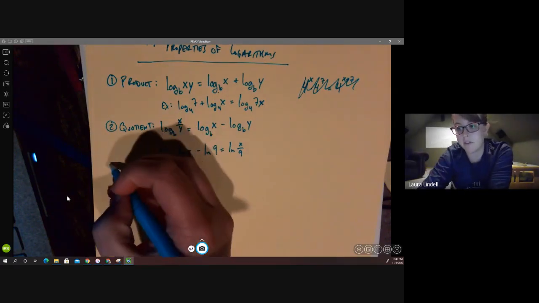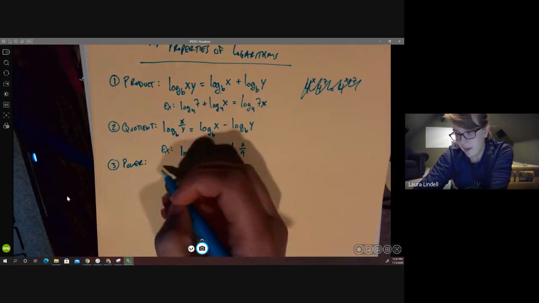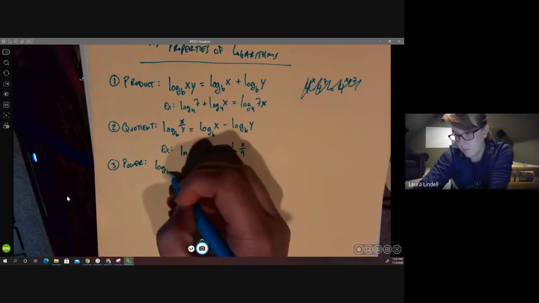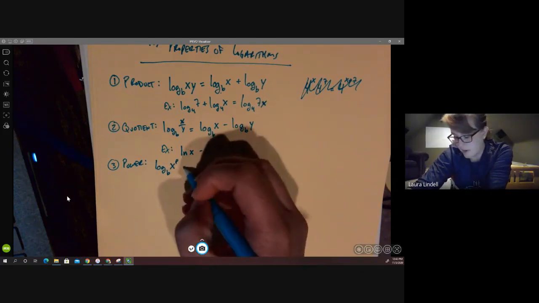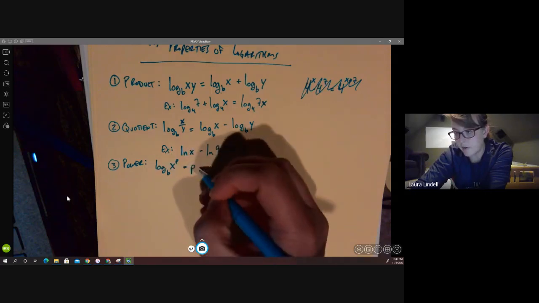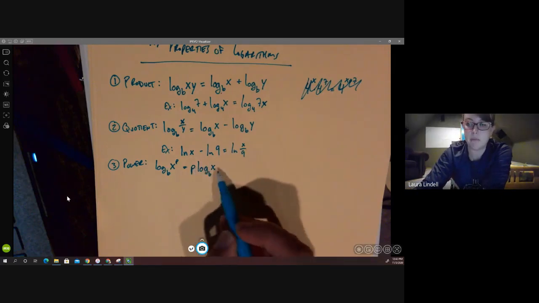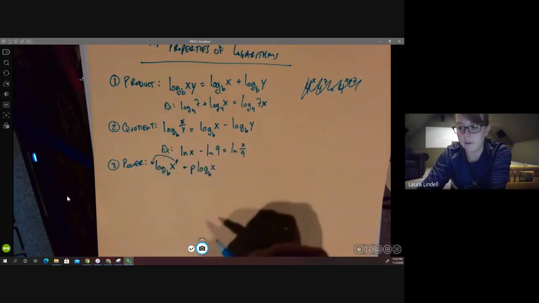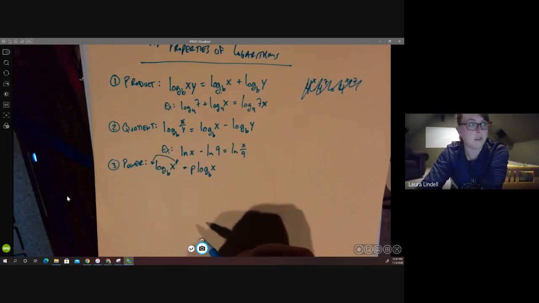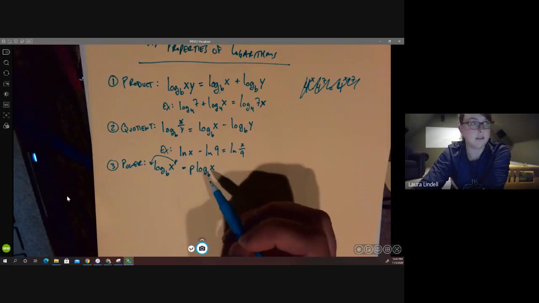And then the final property is called the power property. So the power property says that if we have log base b of x to some exponent p, that is the same thing as bringing the exponent down. So we get p times log base b of x. So you can bring an exponent down out in front, or you can take something that's multiplied out in front and put it up as an exponent. It goes both ways.